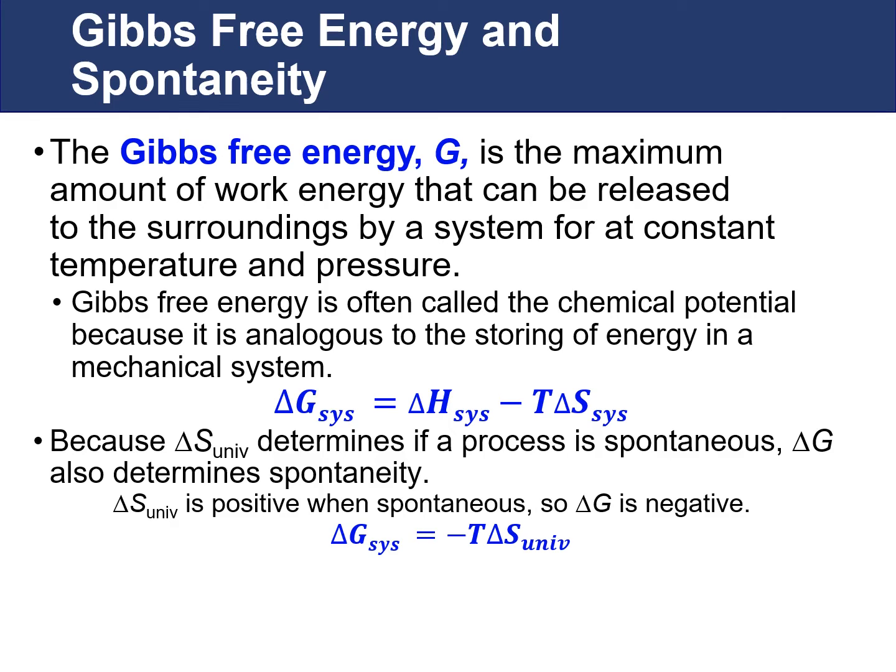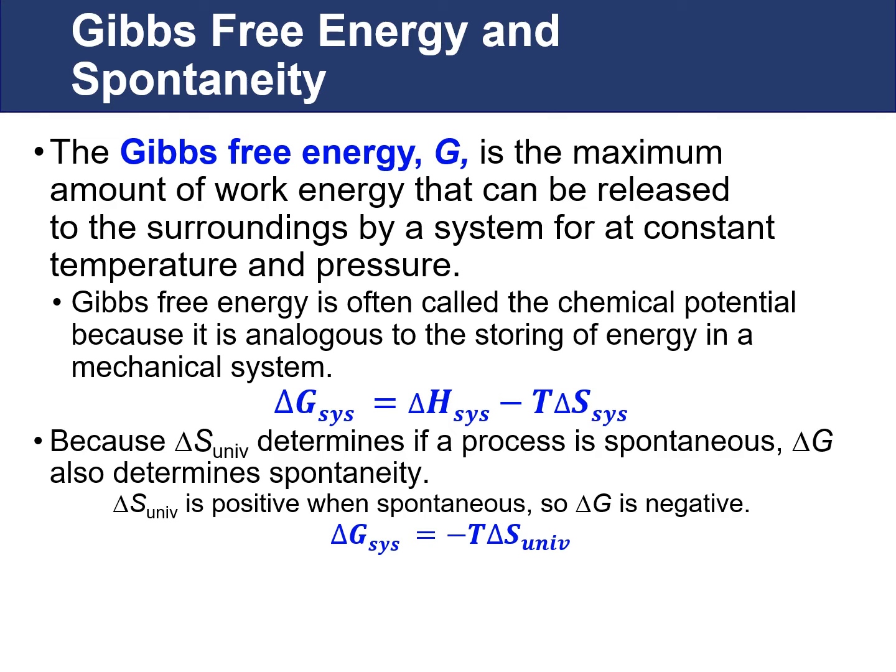So the Gibbs free energy is often called the chemical potential, because it's analogous to the storing of energy in a mechanical system. So this is the amount of energy that we can get out of a chemical reaction. You can think of a battery. A battery would be a good example of a method for storing chemical energy, which can then be released to do mechanical work.